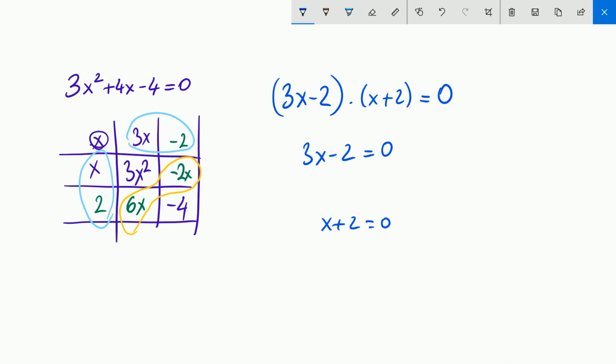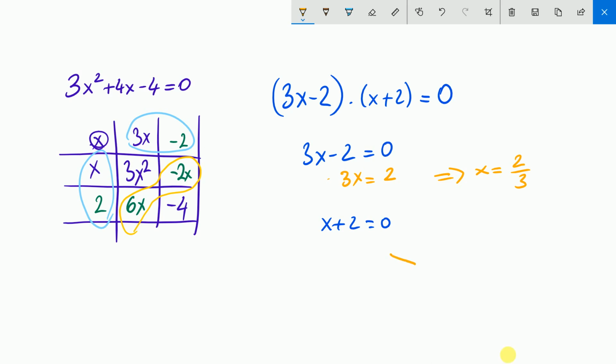Let's look at the first expression. You're going to move this -2 to the other side. It's going to be positive 2, so 3x will be here. 3x equals 2. So x will be 2 over 3, because 3 goes to the other side as a division.